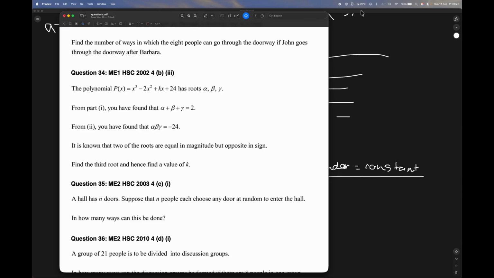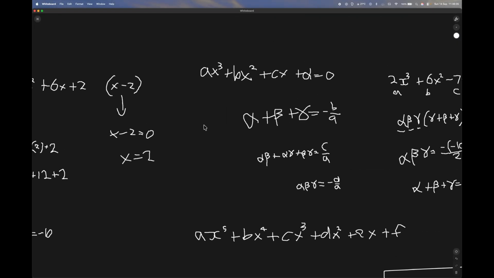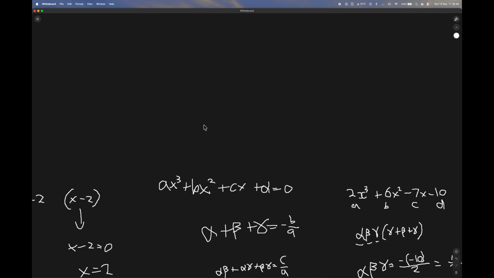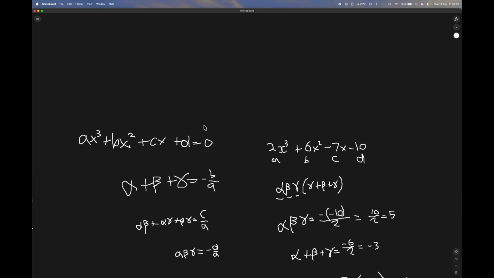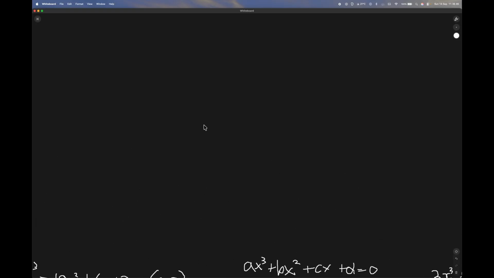Okay, so let's try do this one. Question 34, Math Extension 1. HSC 2002, question 4B, III. Let's write down in here what we know. Know our root theorem here. Let's keep that handy. So now let's work up here. So, what do we know?